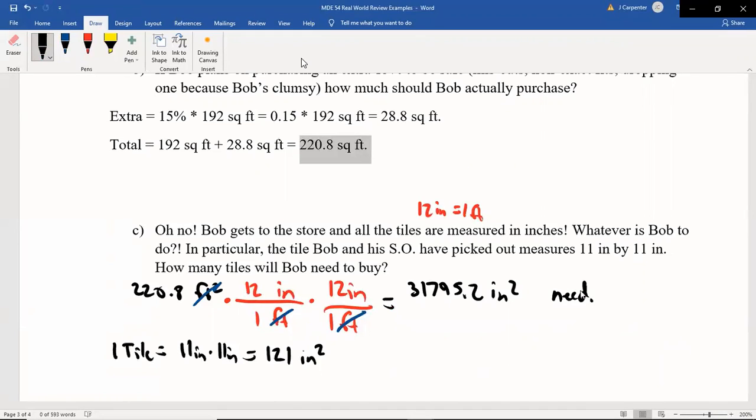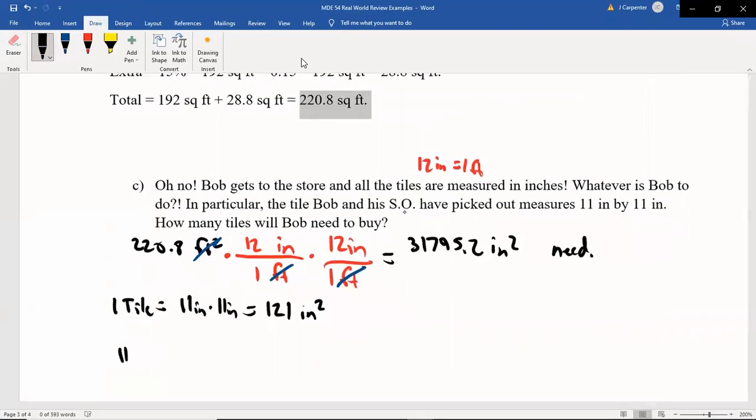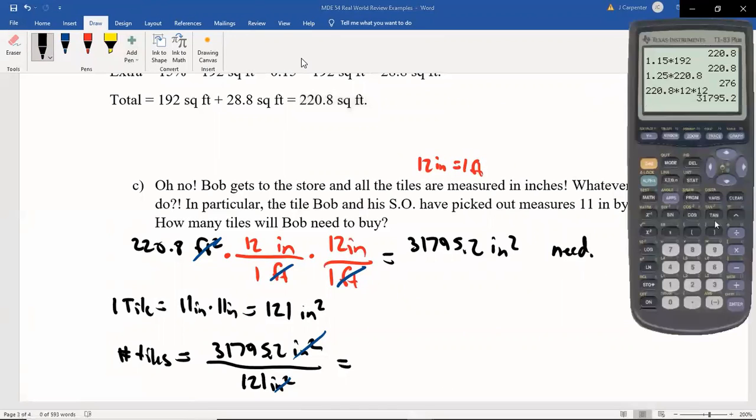So we need to figure out how many tiles we need. We need this much inches squared total, where one tile is this many inches squared total. All we got to do is just divide them. We want to cancel the units out. So the number of tiles would be the 31795.2 inches squared. That's the total surface area we need divided by how much one tile is, 121 inches squared. So our units will cancel, giving us just a number of tiles in total. Take that 31795.2, we divide it by 121.